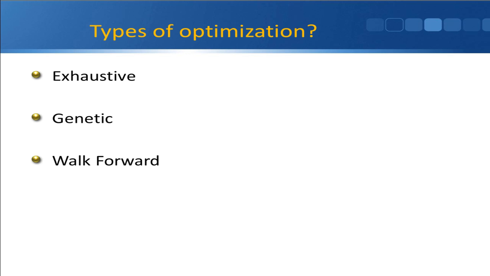We'll look at what happens when we apply an exhaustive test, and we'll look at what happens when we do a genetic test, and we'll just see how much of a variation we get when we apply the two.